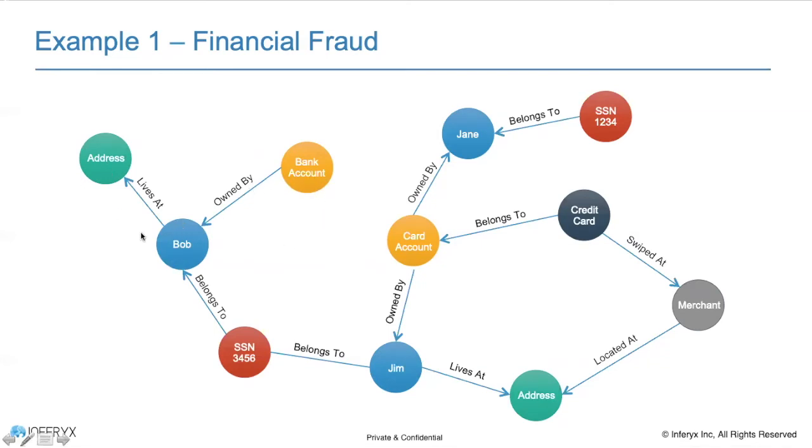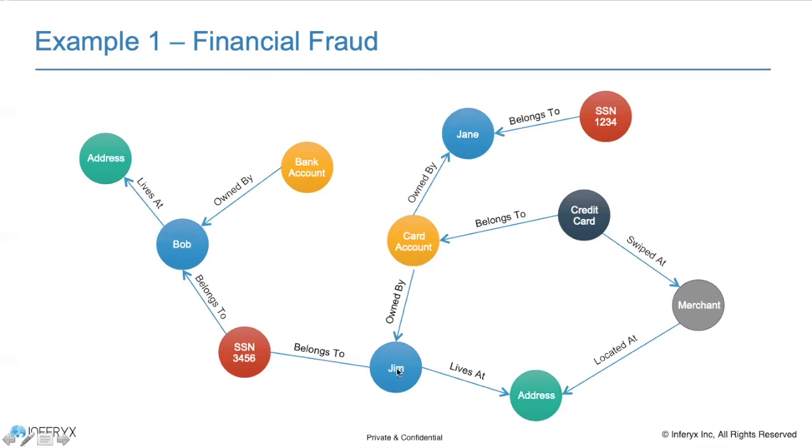He lives at this address, and this SSN number belongs to Bob. Okay, so this is one set of nodes with the relationships. Similarly, Jim has this card account, a credit card. This card is also owned by Jane, and this is the SSN number for Jane, 1234. This card, as I mentioned, is a joint credit card.